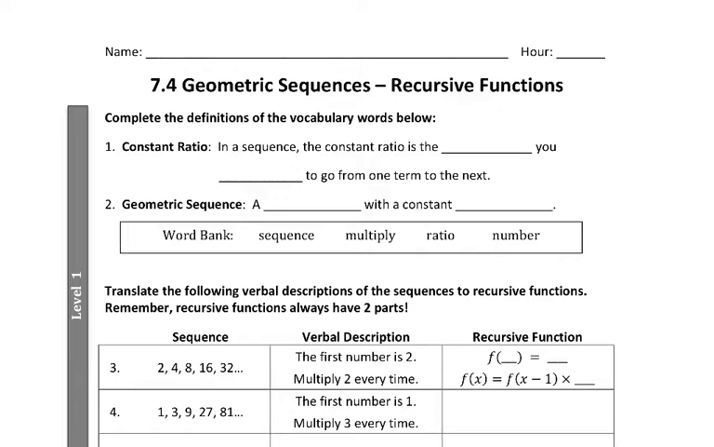Hey everybody, Mr. Morel here, and we're going to talk about homework assignment 7.4, geometric sequences, the recursive functions.